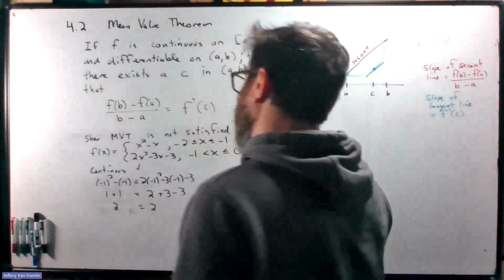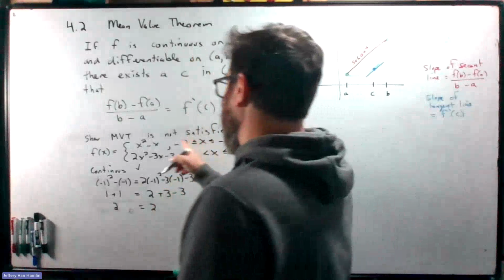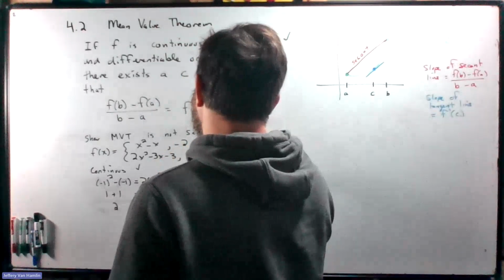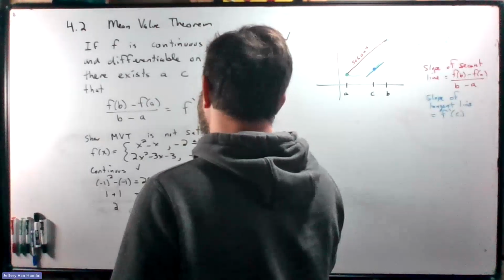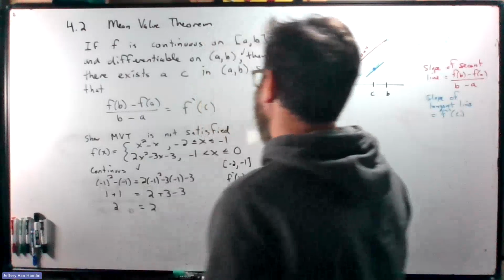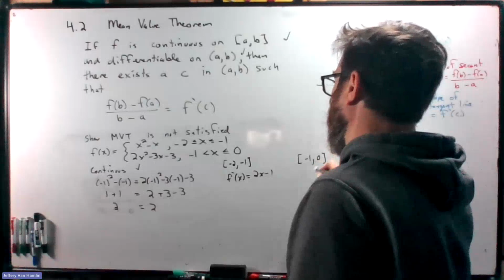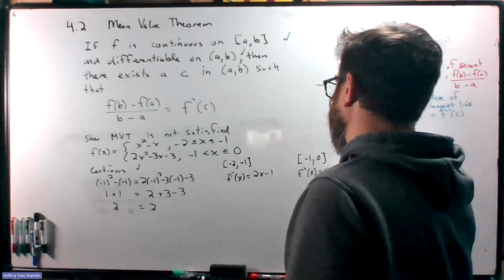Now, differentiable, that might be a different thing. So let's find the derivative for this one. So for -2 to -1, f prime of x would be equal to 2x minus 1. And on the interval from -1 to 0, f prime of x is going to be equal to 4x minus 3.